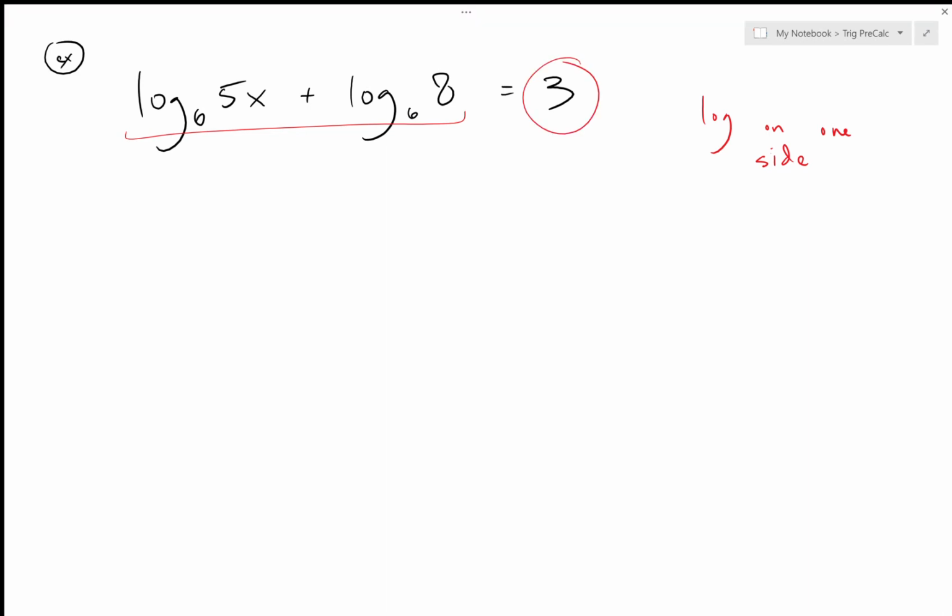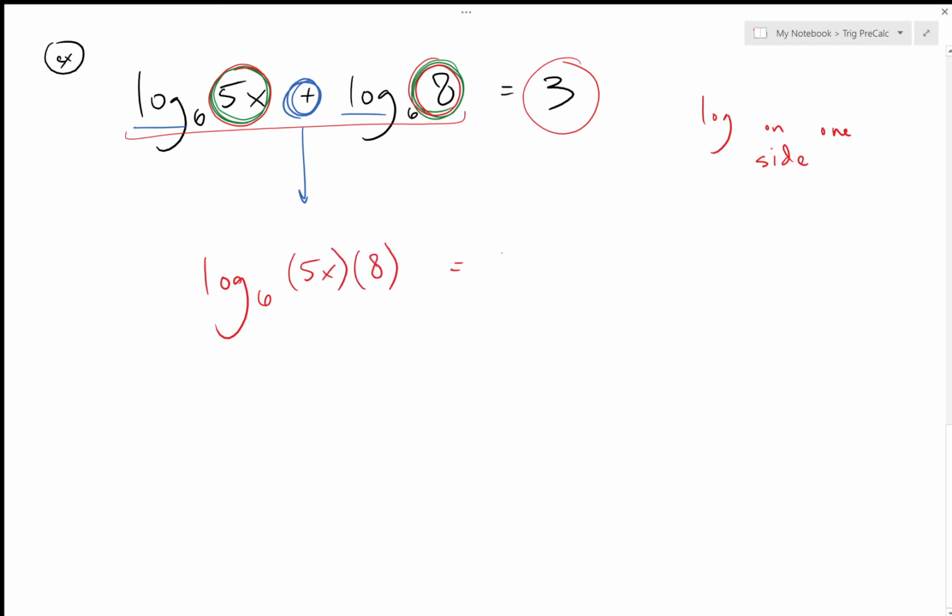So step 1 is combine everything together until you get one log term, and specifically we're talking about the left hand side. Right now I've got 2 log terms, but they are connected using addition, and when we're condensing, addition becomes multiplication. We have no exponents that need to travel. So we're going to condense it down to one log term with the base of 6. Addition becomes multiplication, so it's really going to be 5x times 8. And then on the other side is 3.